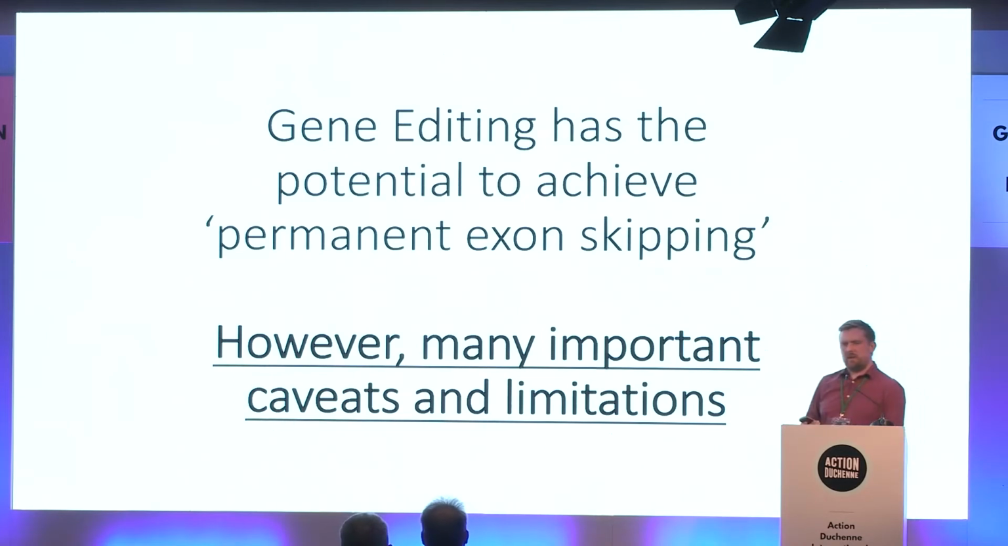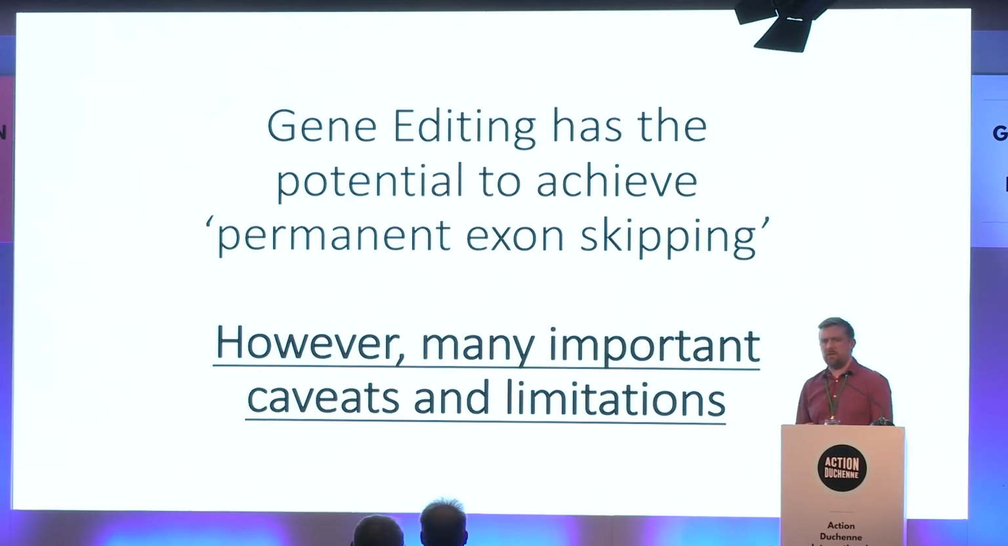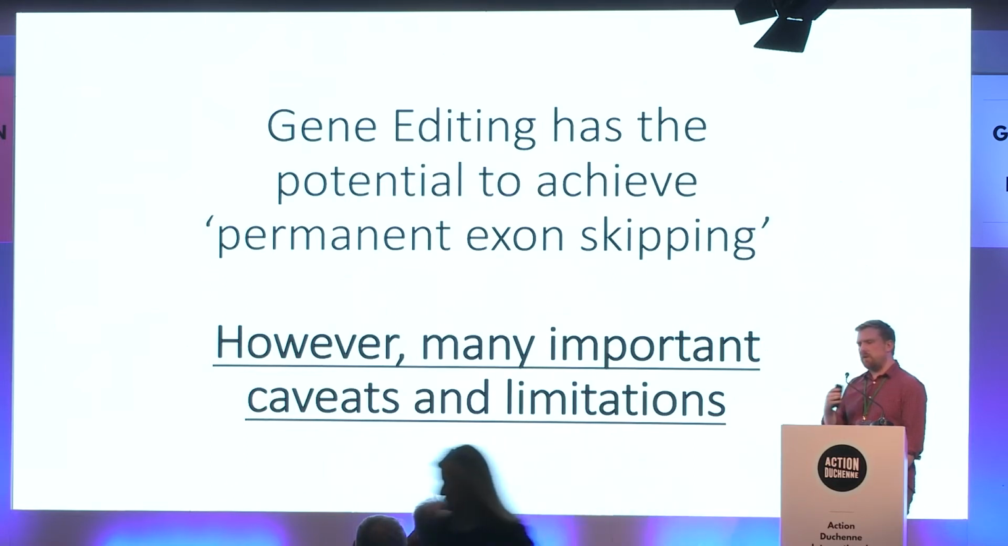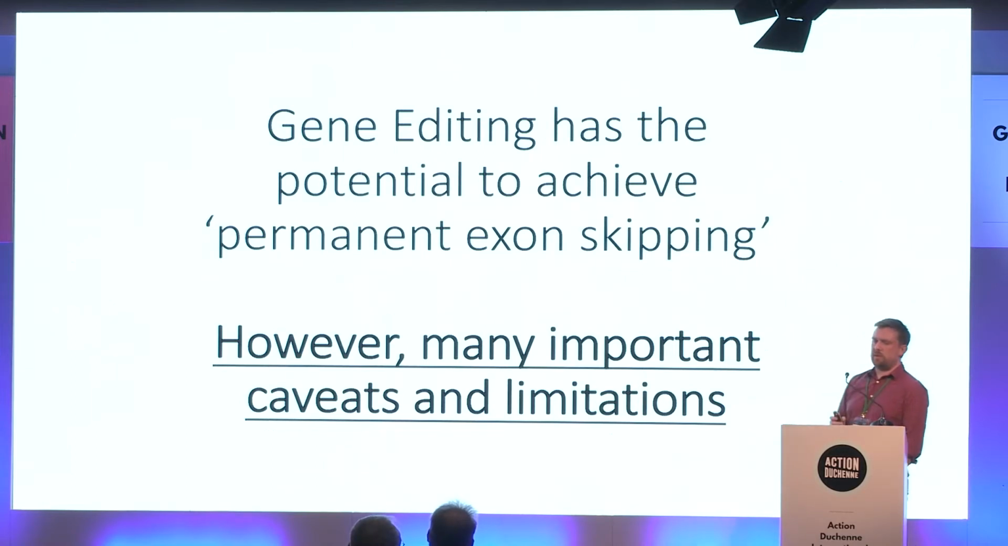So we wanted to look at gene editing for comparison. Gene editing is basically a technology that has the potential to achieve permanent exon skipping. Instead of altering the splicing pattern to remove that exon from the RNA, we can go into the DNA and cut that exon out permanently. But there are lots of important caveats and limitations of this approach, which perhaps we can get into a discussion of later. But I want to talk about one of them today.